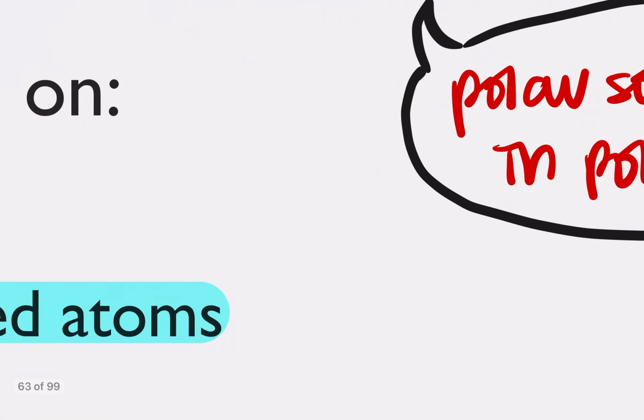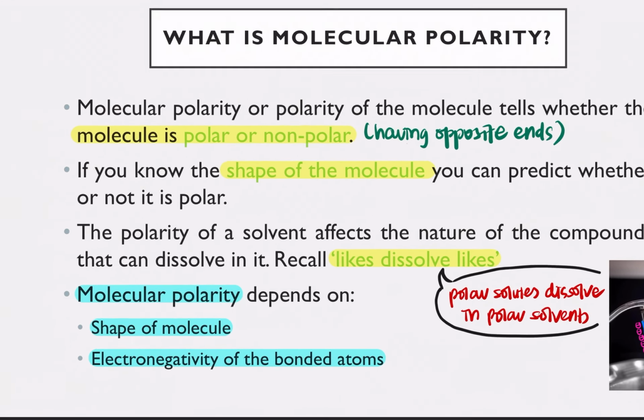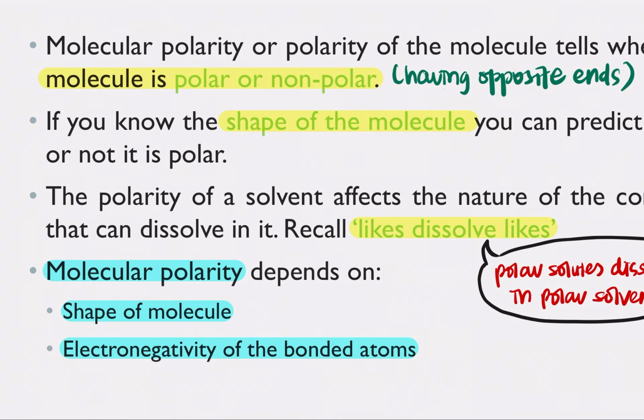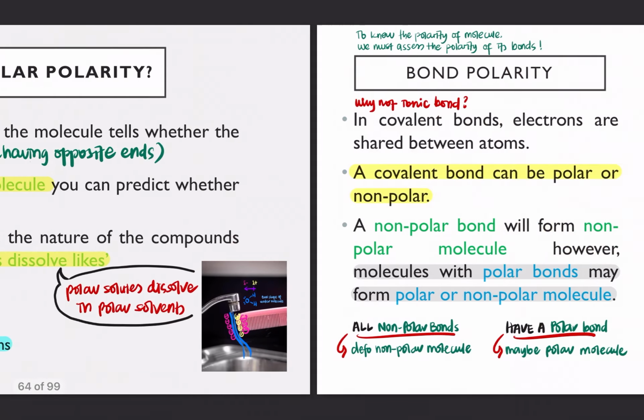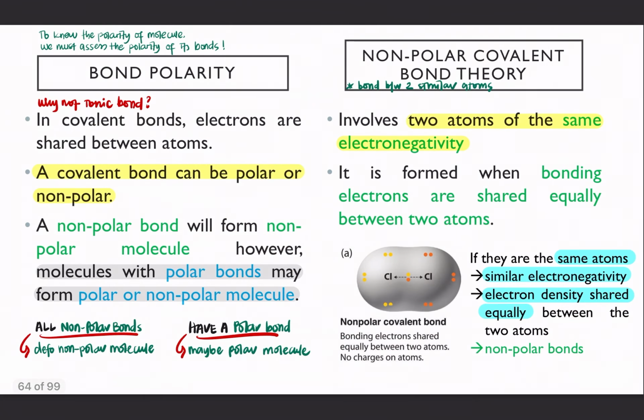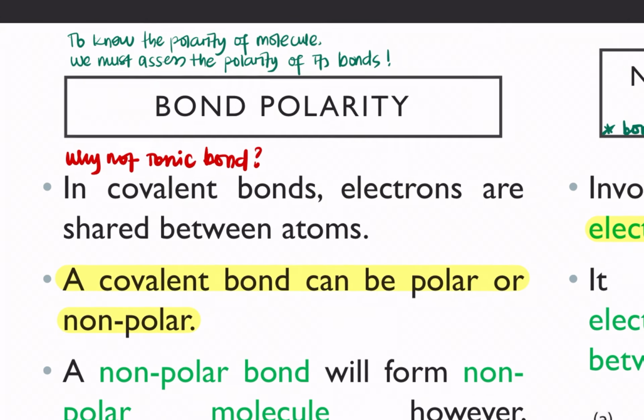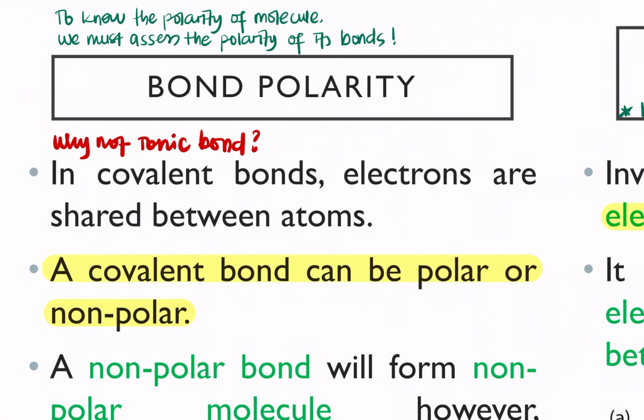Alright, so what does your molecular polarity depend on? It depends on two things, which is the shape of your molecule and the electronegativity of the bonded atoms. So you will be analyzing your bonds whether or not they are polar. Adakah dia polar bond atau non-polar bond. To know the polarity of your molecule, we must assess the polarity of its bonds.